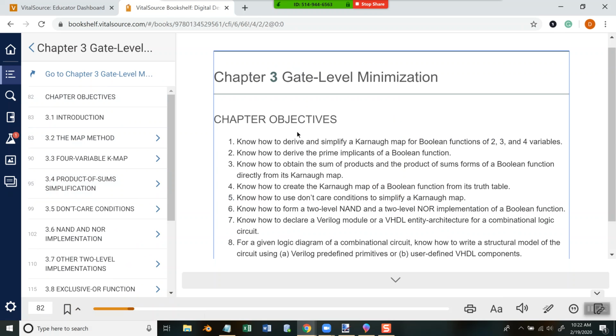Now, we won't go into the next chapter today, but the next chapter is Chapter 3, gate level minimization. So I'll go ahead and stop the video there.